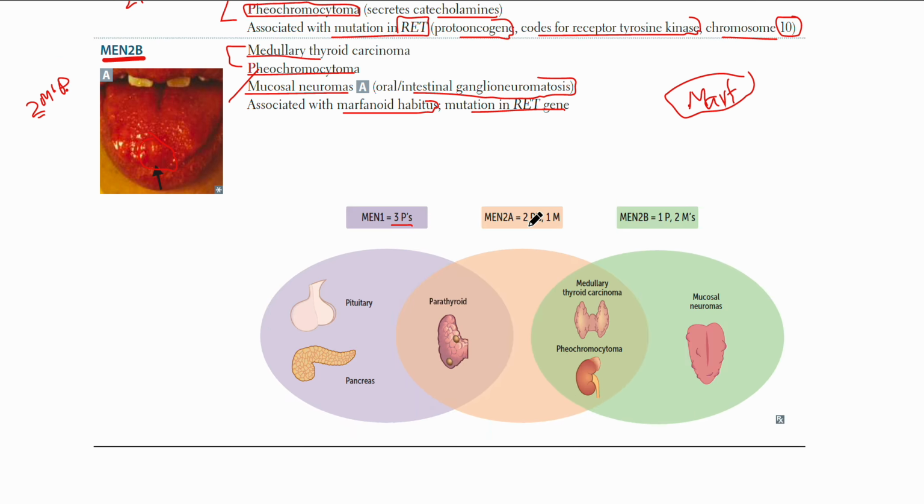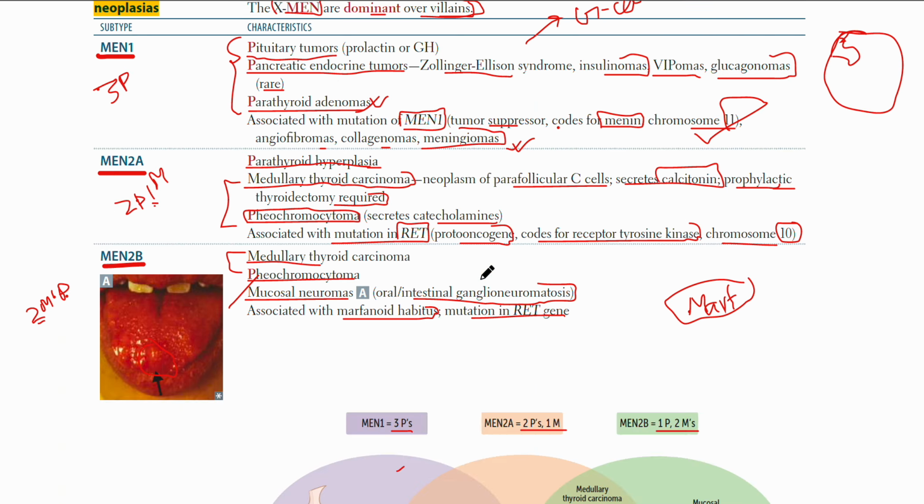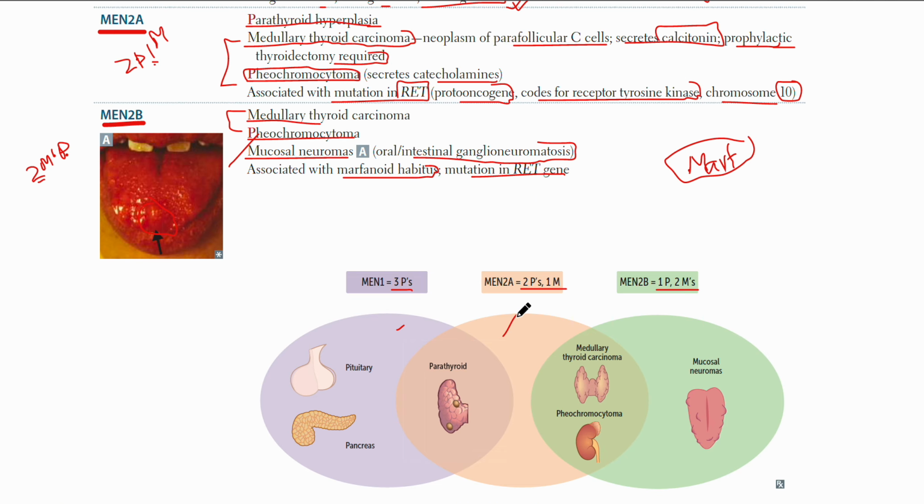Here is the mnemonic: 3 Ps, 2 Ps 1M, and 1 P 2M, right? Here is the subset. Parathyroid is a subset between MEN1 and MEN2A. Here is parathyroid adenoma, and here is hyperplasia, right? Pheochromocytoma and medullary thyroid carcinoma are common between MEN2A and MEN2B. These are different: pituitary and pancreas are different in MEN1, and mucosal neuromas are different in MEN2B. So that is how you can remember.